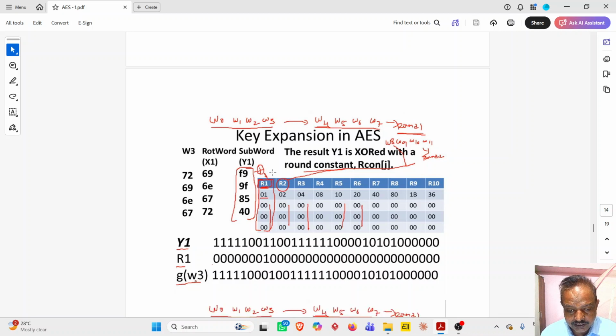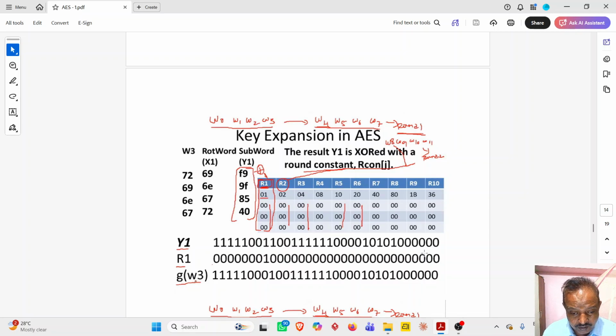And this R1, what is there? 01. So 0 is converted to 4 bit 0000, and 1 is converted to 4 bit 0001. Right? So this is Y1 and this is R1. You see, this is only operated on this 01. Remaining all are 0. Nothing to worry about this 00. All 8 bit 0, all 8 bit 0, like that.